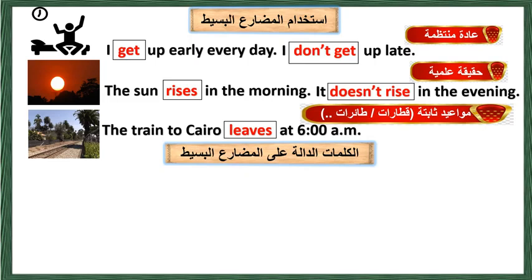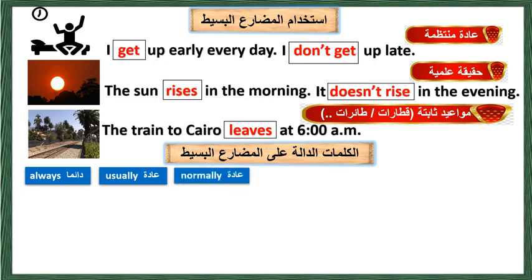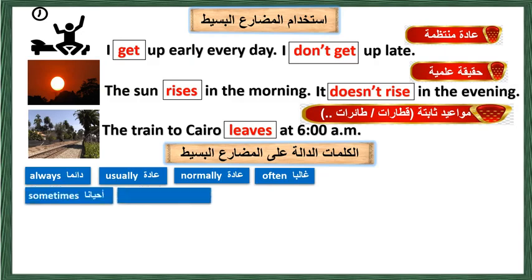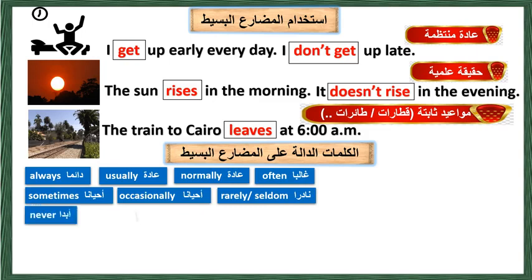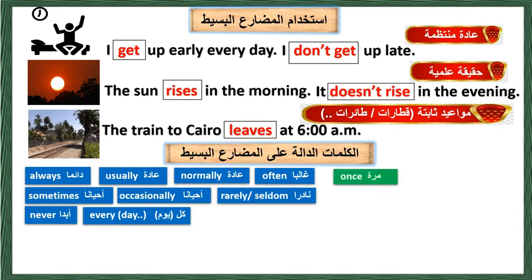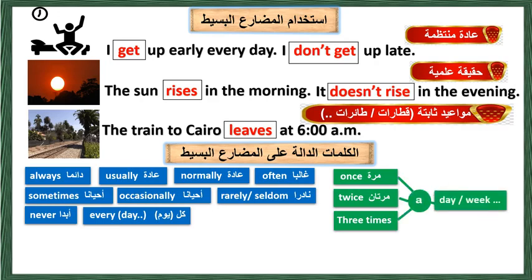Time words for the present simple: always, usually, normally, often, sometimes, occasionally, rarely, seldom, never, every day, once, twice, three times, a day, a week.